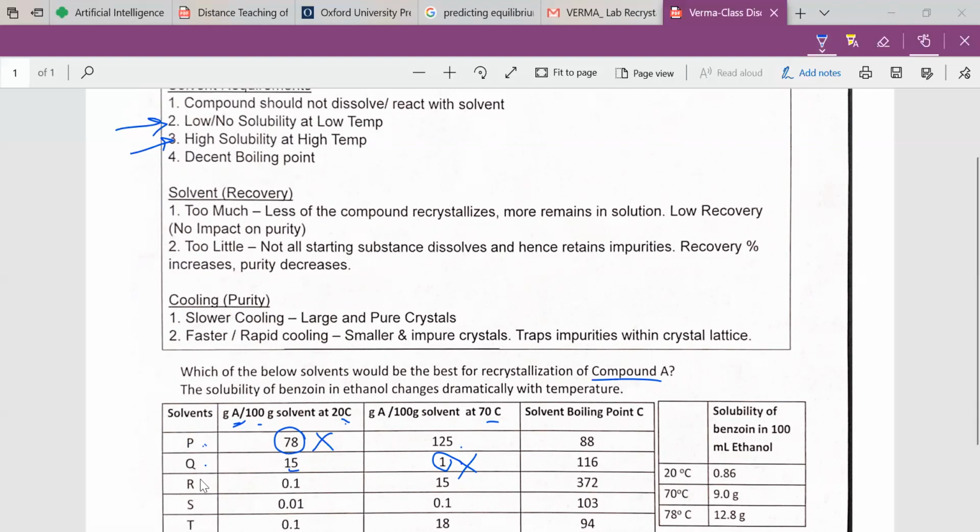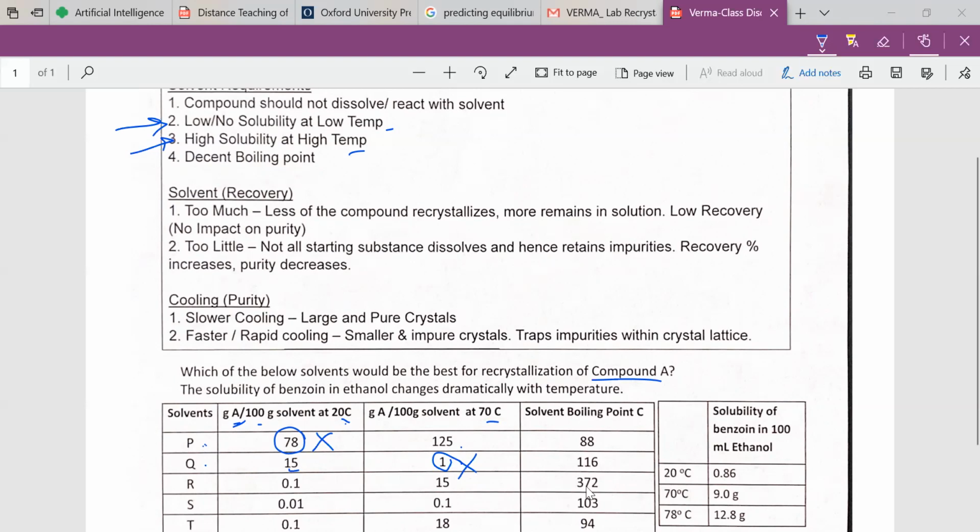When you go to solvent R, it has very low solubility at low temperature, and higher solubility at high temperature. Now 15 grams of compound A dissolving in 100 grams of solvent R is not very high, but dramatically high if you look at these two numbers. So based on the two requirements, low solubility at low temperature and high solubility at high temperature, R has so far fulfilled the two requirements. But look at its boiling point.